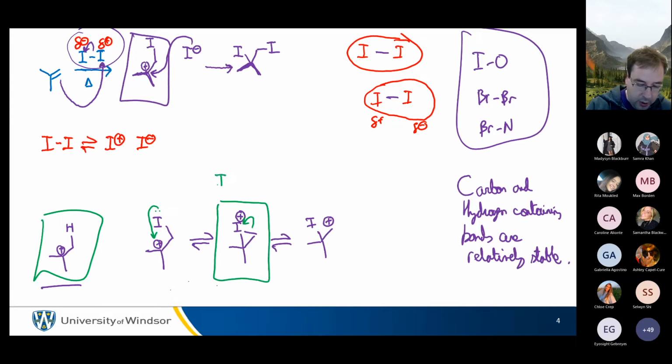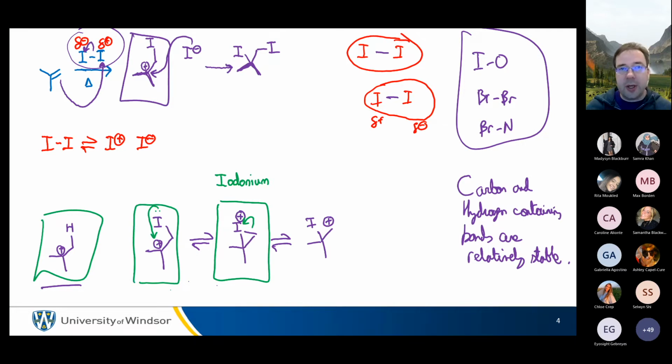We call this an iodonium. It's kind of like a resonance hybrid. Kind of. It's not resonance, because bonds are breaking and being formed. It's kind of an equilibrium, but it acts like resonance. Now, for the most part it doesn't affect the overall chemistry. It still reacts like this guy.